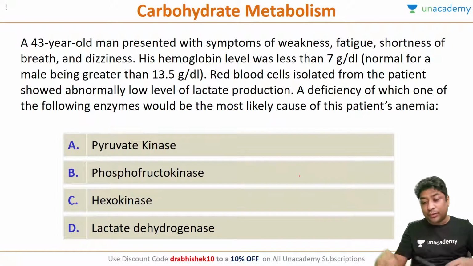So anyone, if you want to, attempt this question. Charu is saying lactate dehydrogenase. Anyone else? Anyone else wants to answer this question?